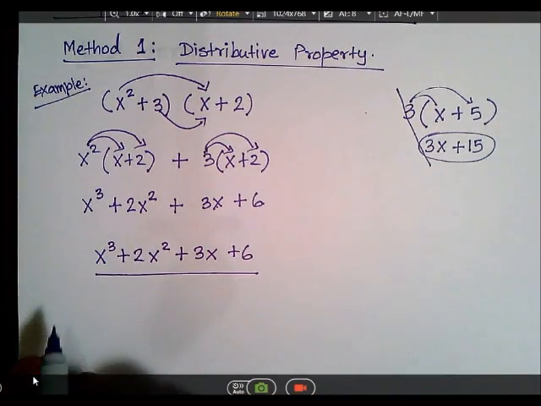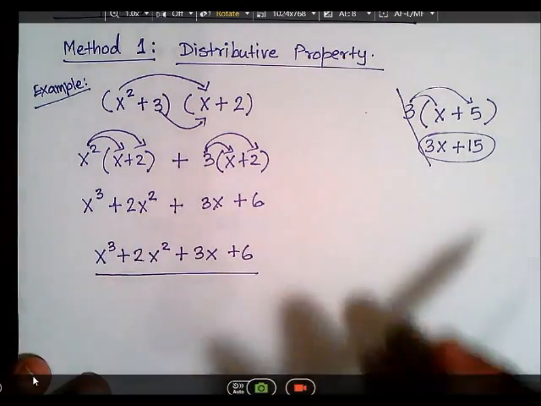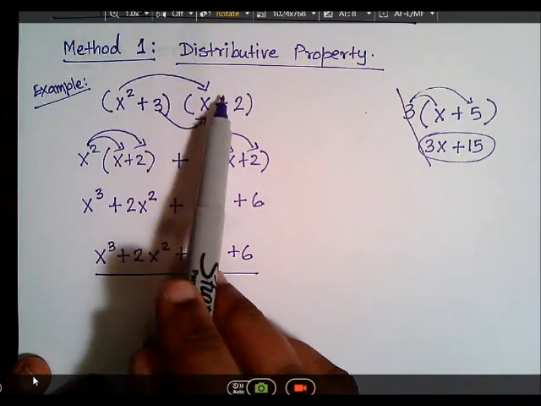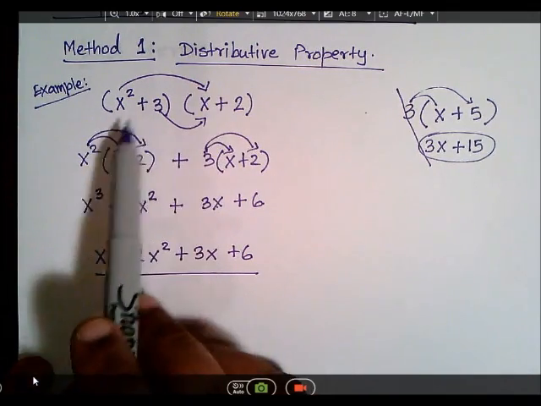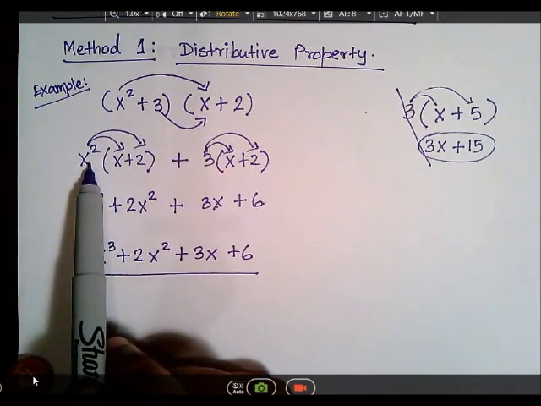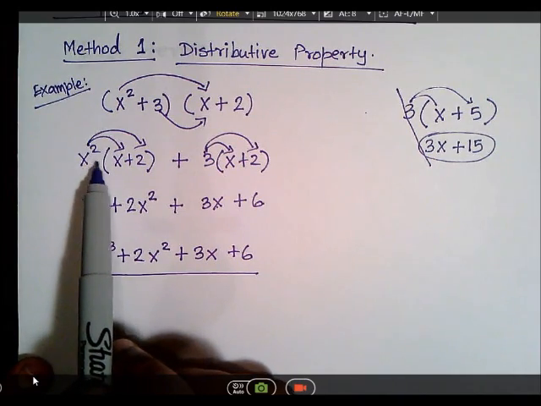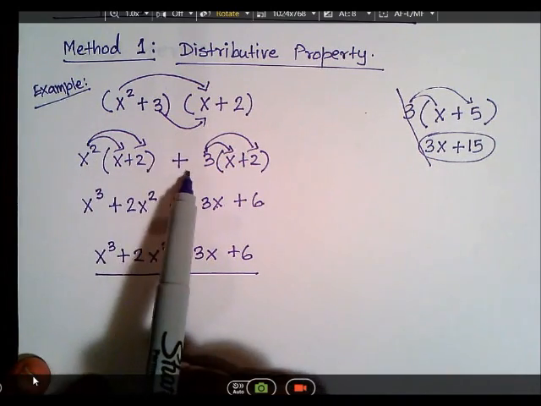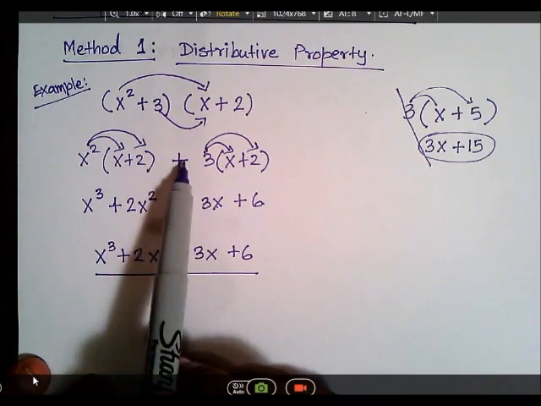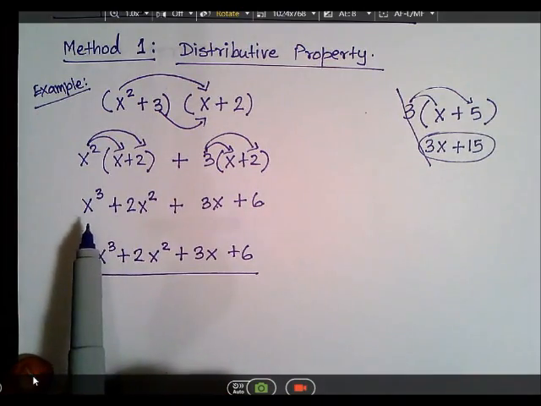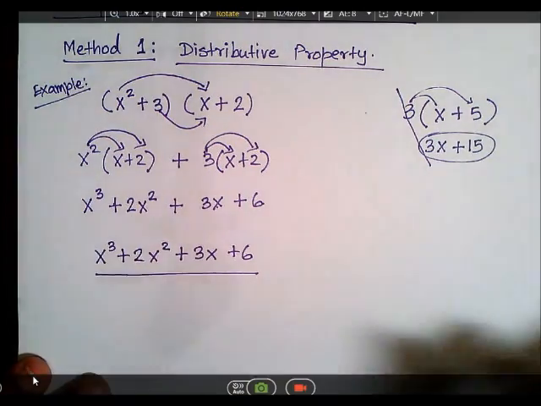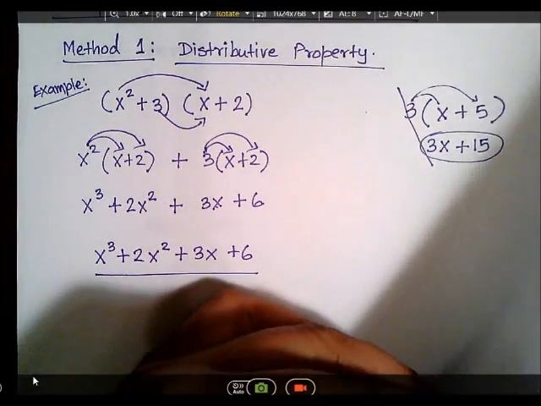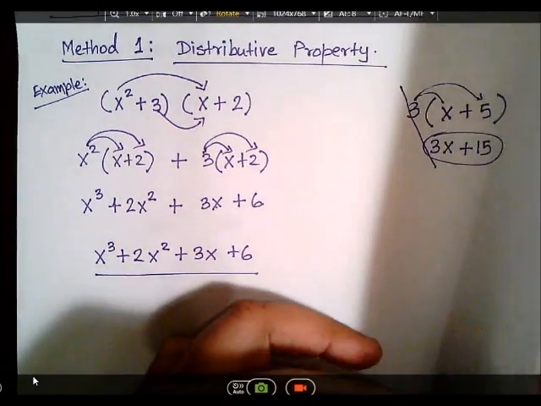So this is using the distributive property. I am distributing one term at a time to the second polynomial. So the first term that I'm distributing is the x squared to x plus 2, and then plus 3 times x plus 2. So I have these terms. So that's method 1, using the distributive property.